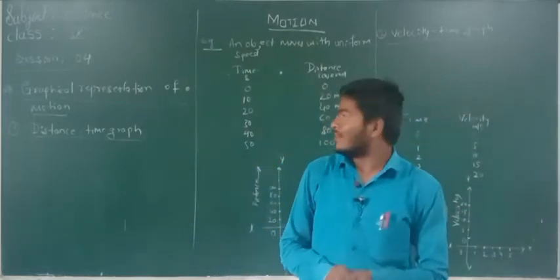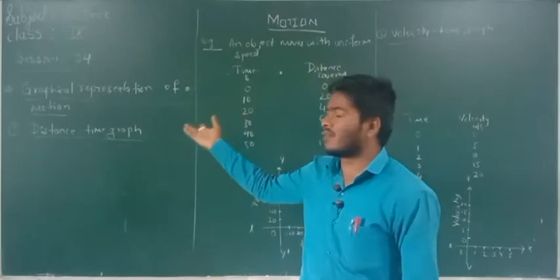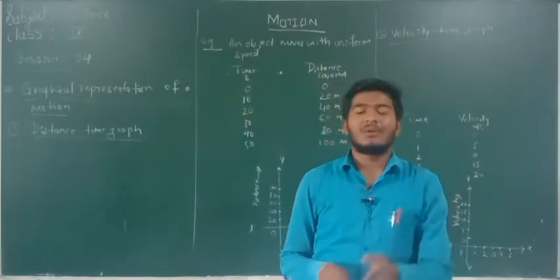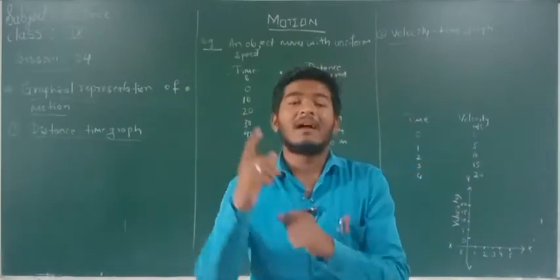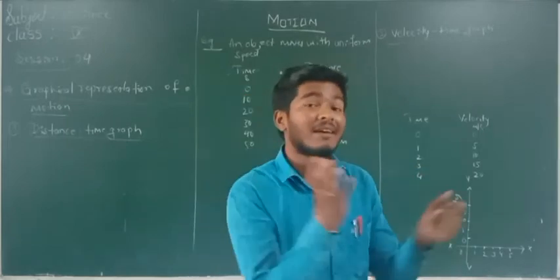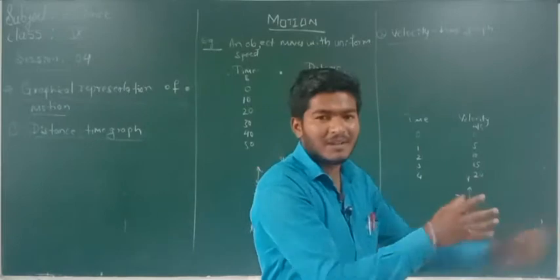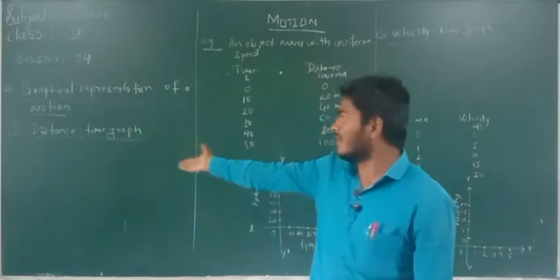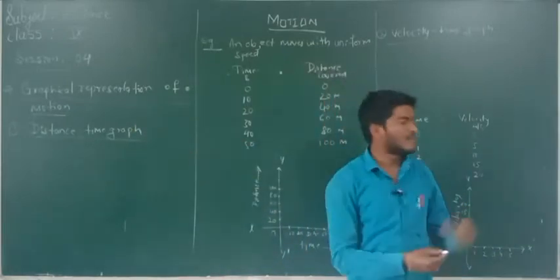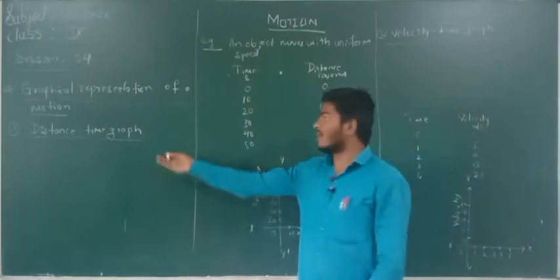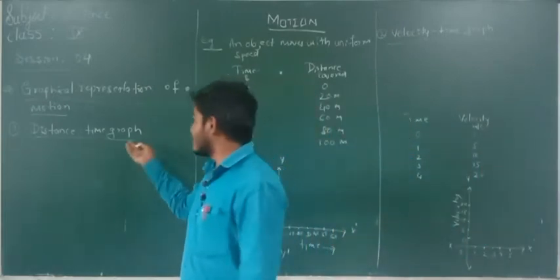What is this graphical representation of motion? In simple words, we are going to represent the motion of an object in terms of a graph, by using a distance time graph and a velocity time graph. So now, let us study what a distance time graph is.